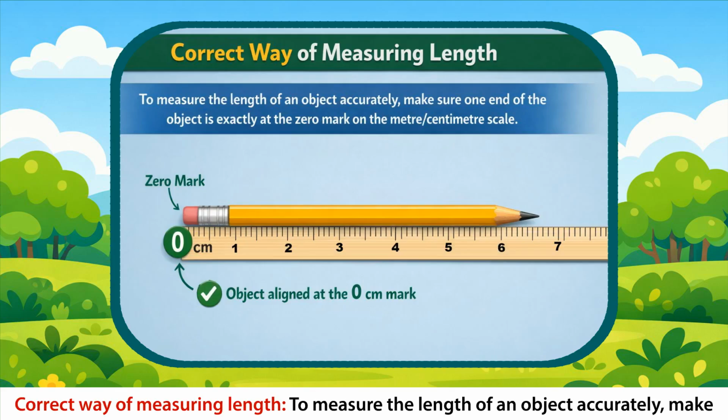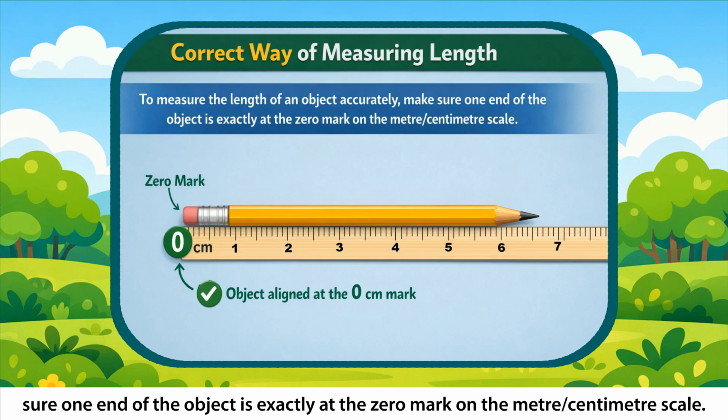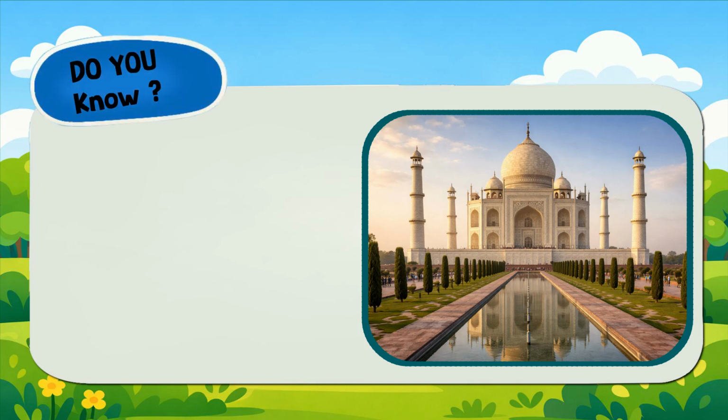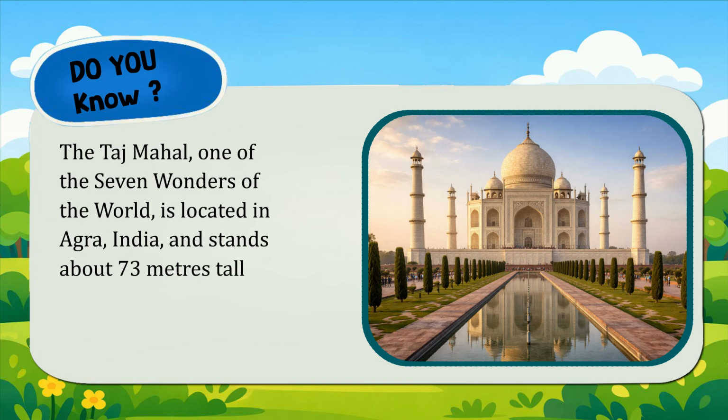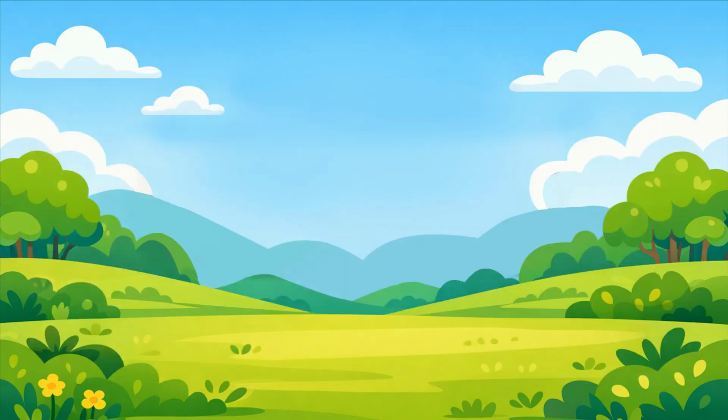Correct way of measuring length. To measure the length of an object accurately, make sure one end of the object is exactly at the 0 mark on the meter or centimeter scale. Do you know? The Taj Mahal, one of the 7 wonders of the world, is located in Agra, India, and stands about 73 meters tall from its base to the top of the central dome.